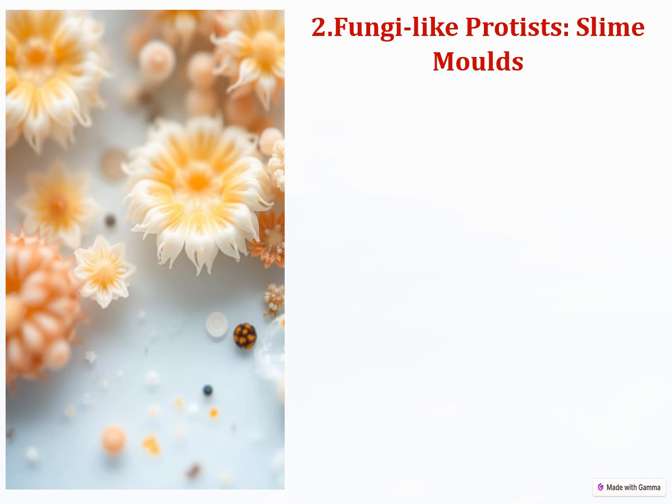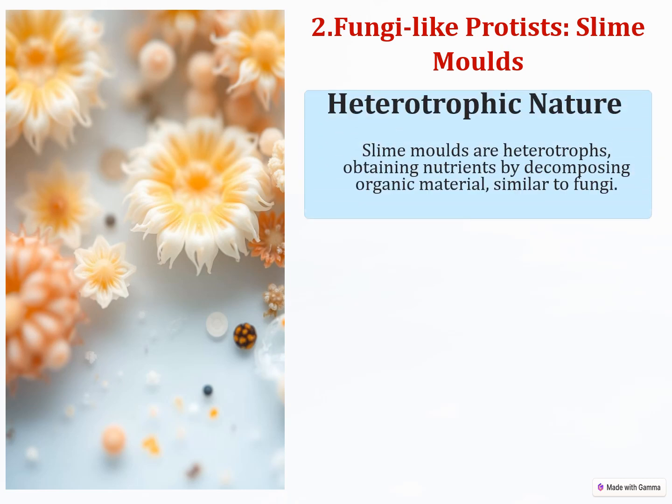So now we have described the photosynthetic Protista: the chrysophytes, pyrophytes and euglenophytes. Now we come to another type of Protista, the fungi-like Protista. These Protista resemble fungi in that they are heterotrophs and obtain nutrients by decomposing organic matter. They produce spores. Here we discuss the heterotrophic nature.